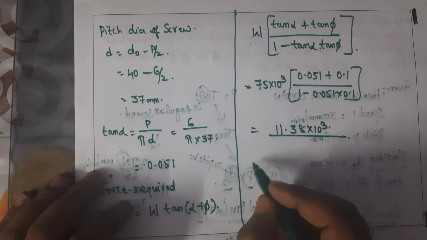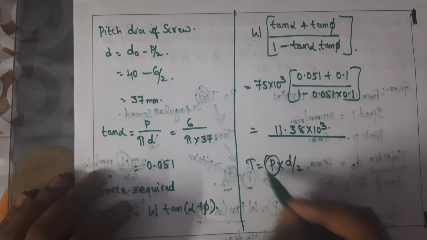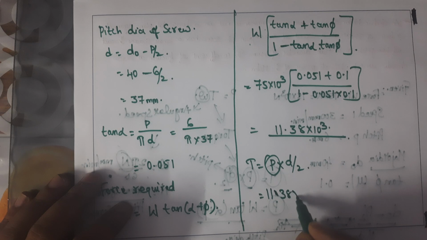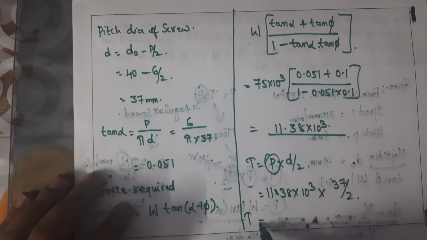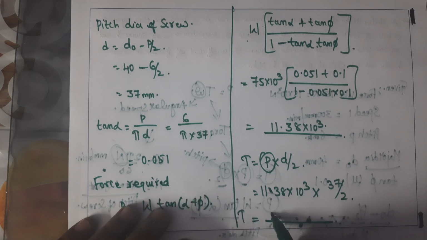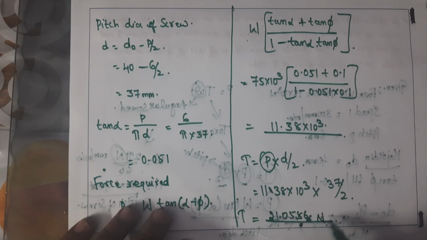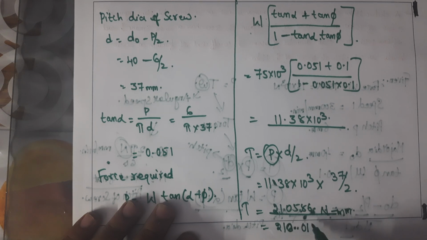Later we have to calculate the torque required to overcome the friction, that is T equal to P into D by 2. The P value is 11.38 into 10 to the power of 3, into the D value of 37 by 2. So we can get the torque value. Just calculate the value and tell me the answer. I have got an answer of 210586 Newton mm, so around 210.58, which will be in Newton meters.